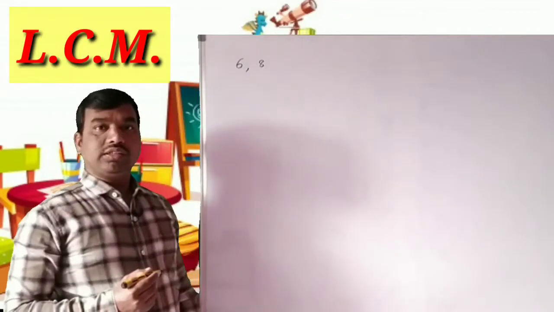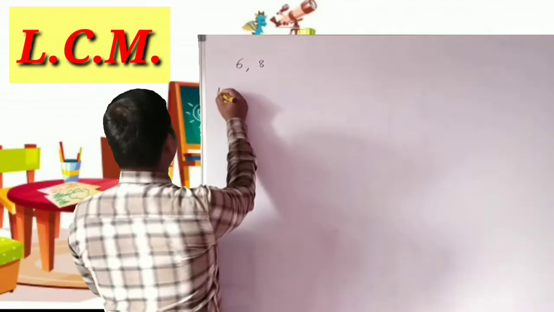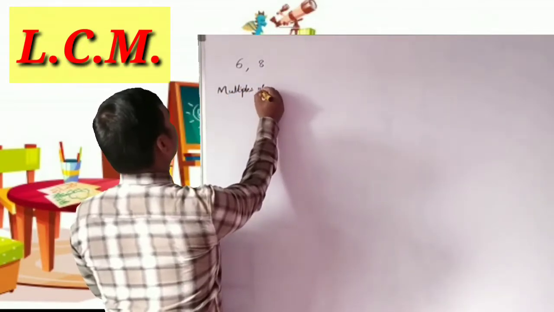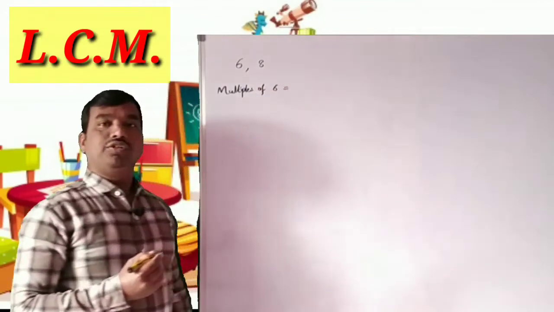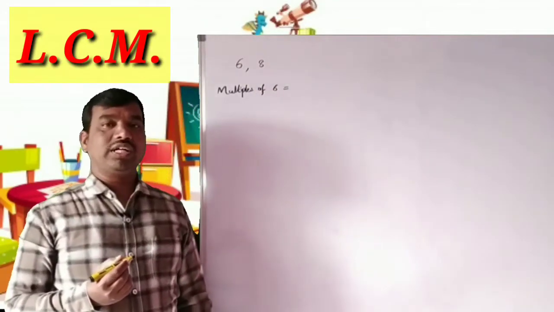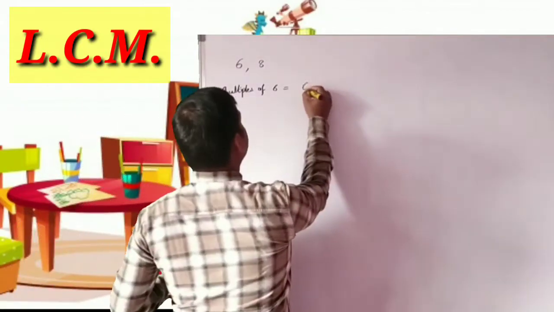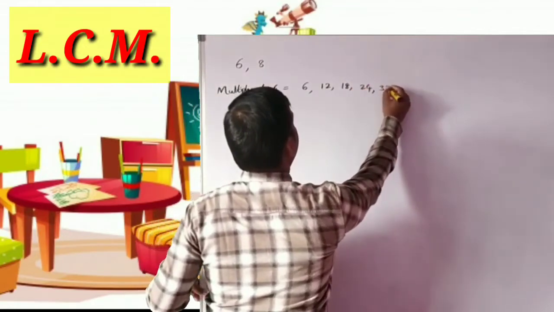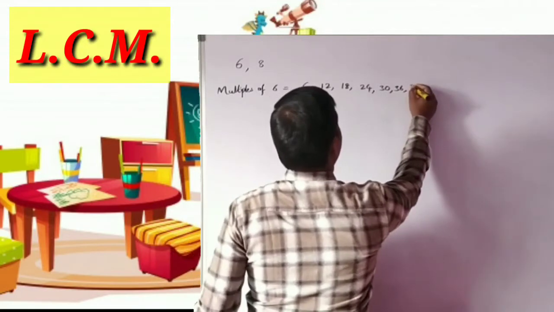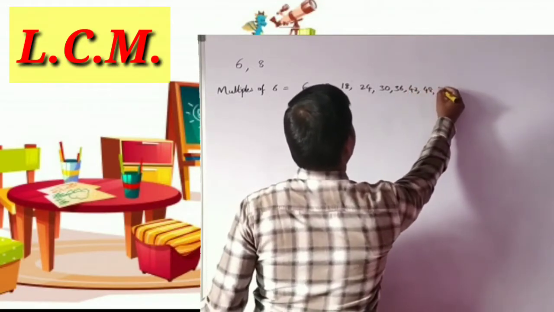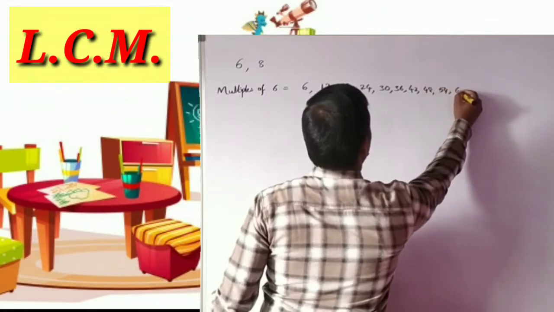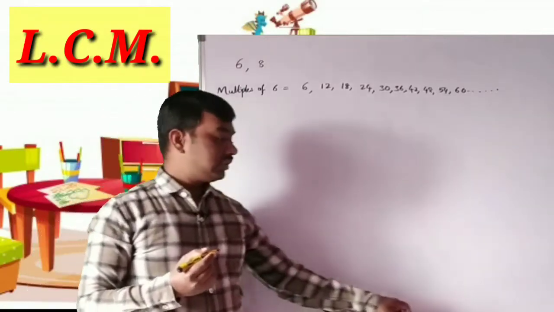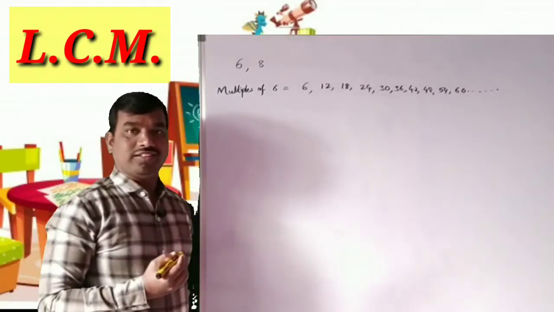6 and 8. So write multiples of 6. Do you know multiples? Okay, come on, say 6, 12, 18, 24, 30, 36, 42, 48, 54, 60, and so on. You can write so many multiples. There is no end.